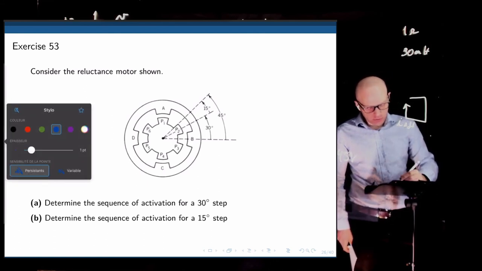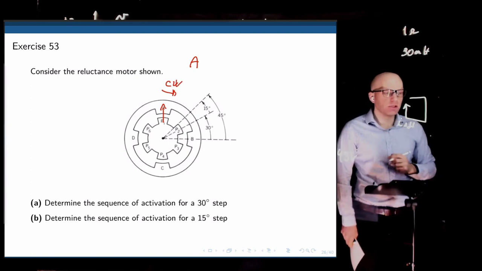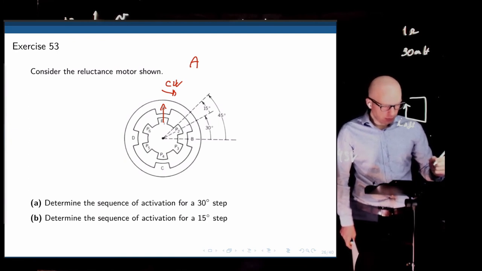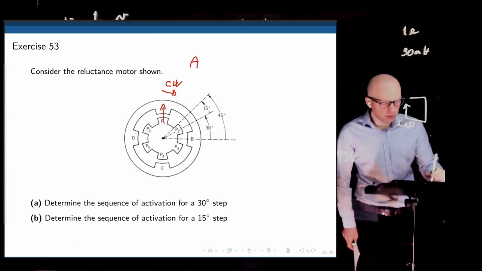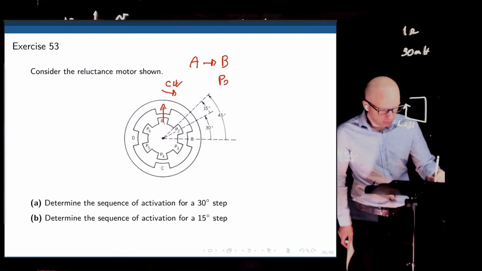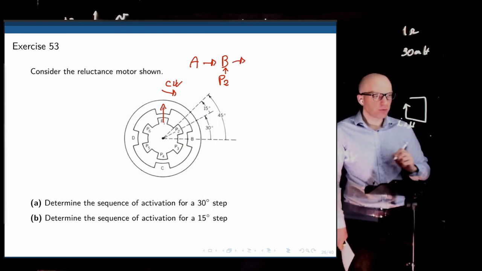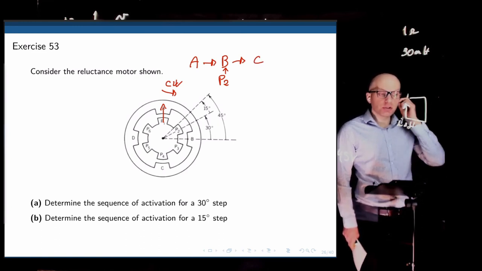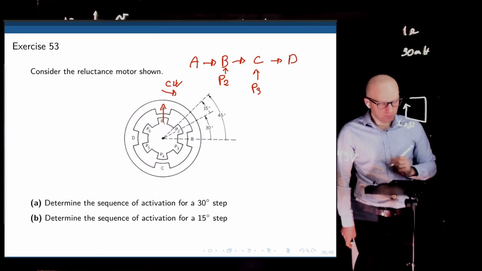So first, let me give you the hardest one. We do A. So it's aligned here. And now we want to go clockwise. What would be the next one? AB, if you want to do 15 degrees. If you want to do 30 degrees, then it would simply be B. So then P2 aligns with B. And what would be the next one? Would be C. We are doing 30 degrees, right? And that would be P3 aligning with C. And then we do D, and then you repeat the cycle.